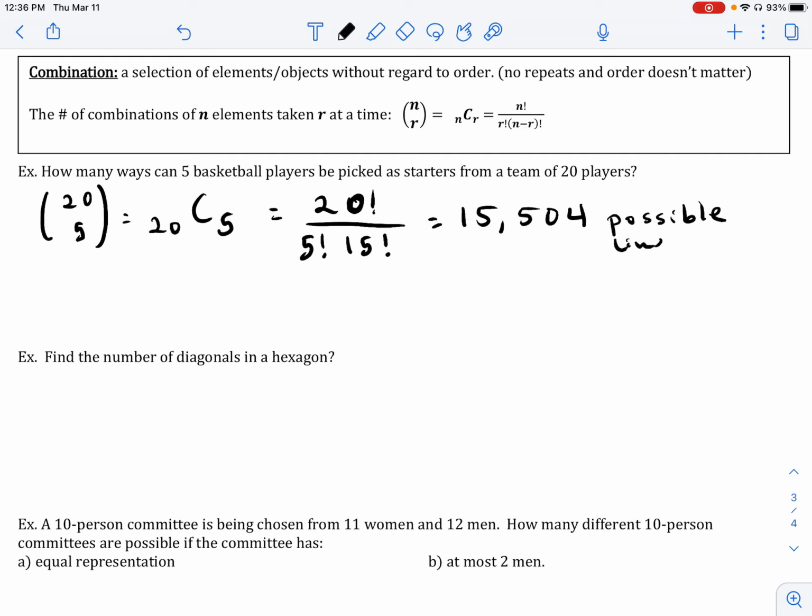And again, I want to make sure that we're able to compare this to the club officer problem. Here, order doesn't matter. It doesn't really matter which player is playing which position. We just need to be able to choose any 5 players from the group of 20 that are available. Okay? Let's look at another problem.